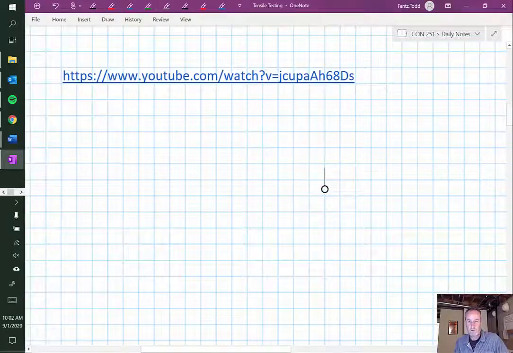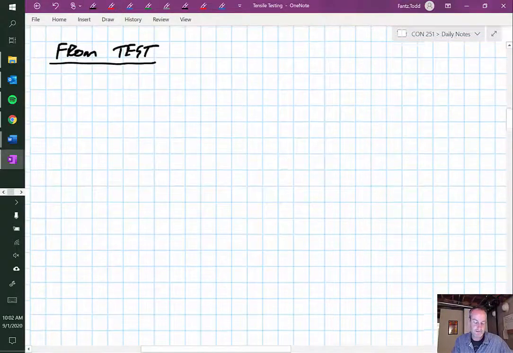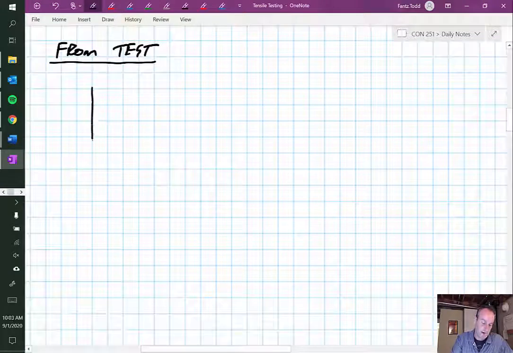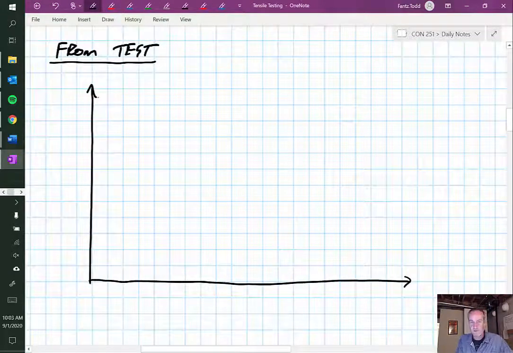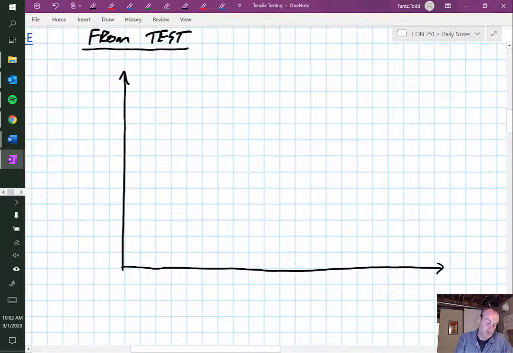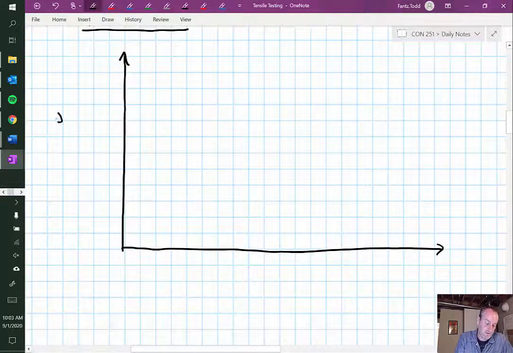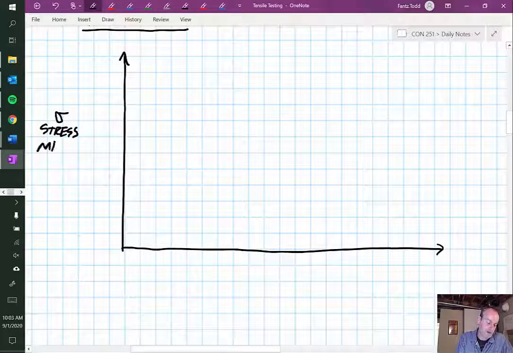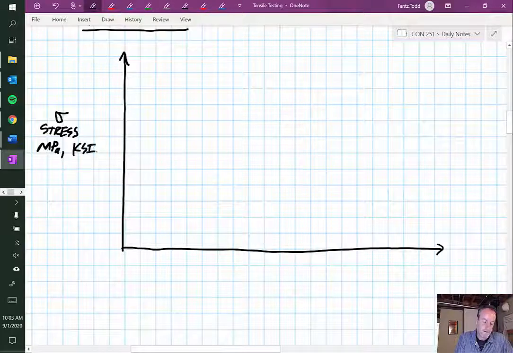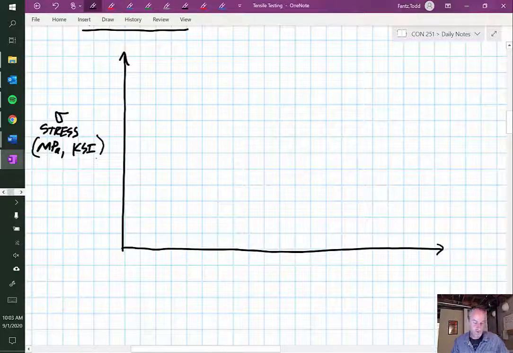So if we were to look at a detail of what's going on during that loading process, the way we graph this is we have two axes. On our vertical axis, we're going to have our stress. And we said last time we represent stress with this Greek letter, it's a sigma. And we said stress will be measured in either megapascals in the metric system or in KSI for standard. And on our other axis, what we have is strain.